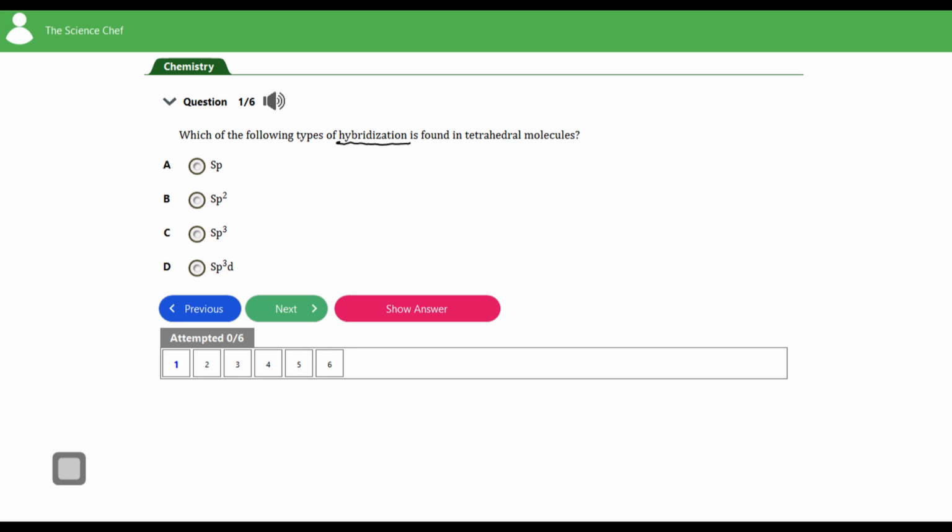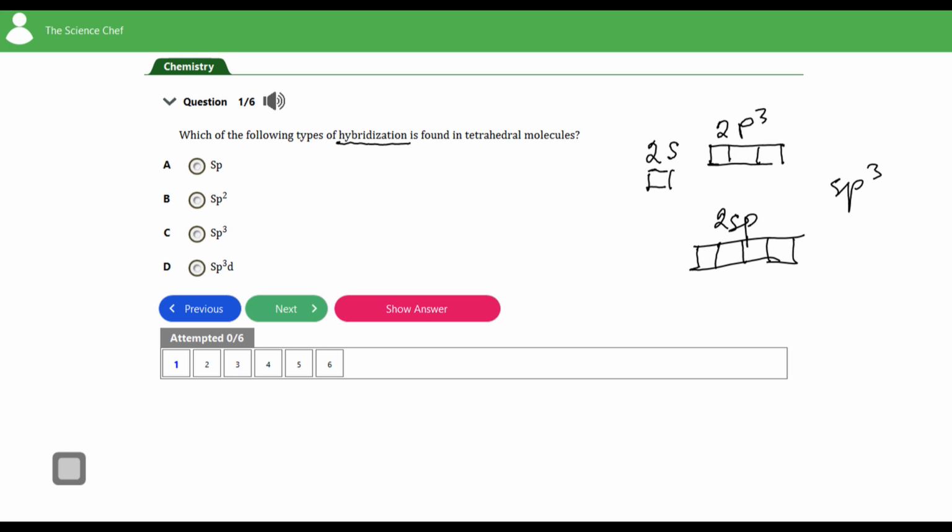For example, let's say you have the s and the p orbitals, let's say the 2s and the 2p orbitals. Remember, the 2s orbital is lower in energy than the 2p orbitals. So these orbitals can blend together to give us a new set of orbitals called the sp orbitals. These four orbitals can blend together to give us a new set of four orbitals called sp3 orbitals.